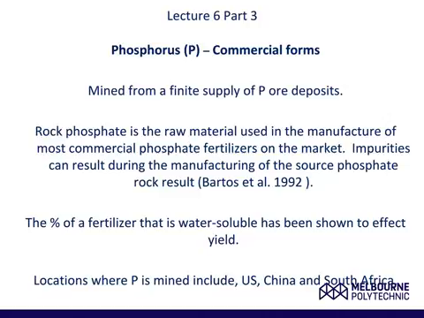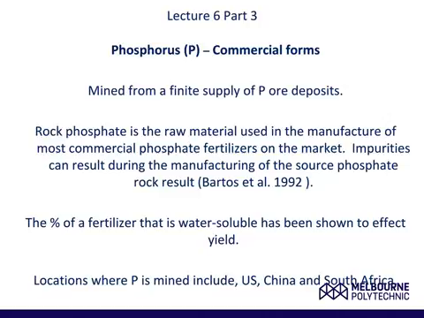Originally, rock phosphate is the raw material used in the manufacture of most commercial phosphate fertilizers on the market. During the production and processing of the rock phosphate, impurities can result. However, this is mined from a finite supply of phosphorus ore deposits, and now manufacturing has moved more towards the production of phosphoric acid. The percent of fertilizer that is water soluble has been shown to affect the yield, and this needs to be considered when selecting a commercial form of phosphorus.